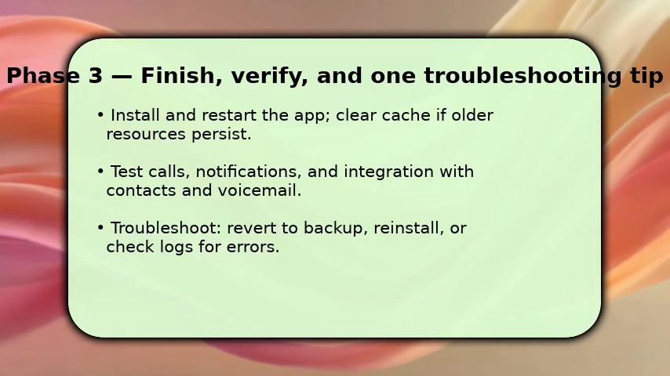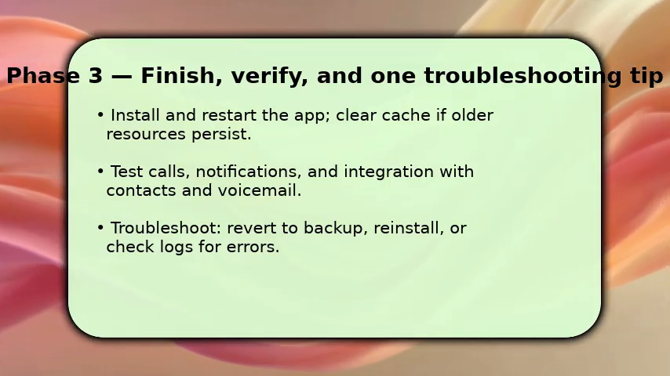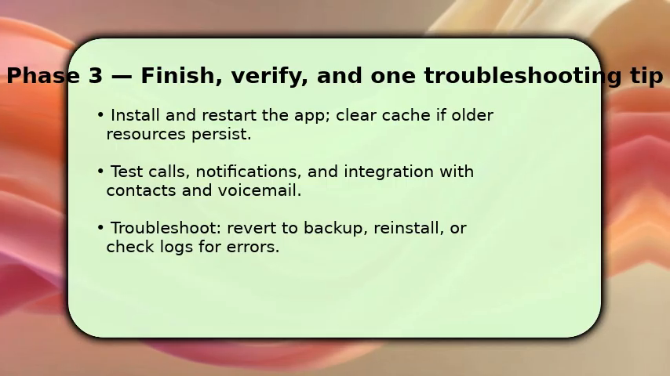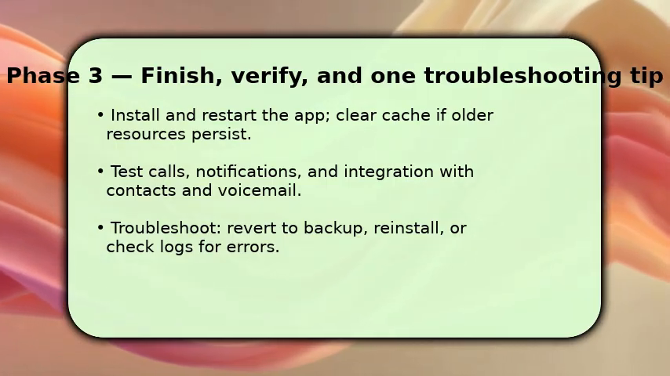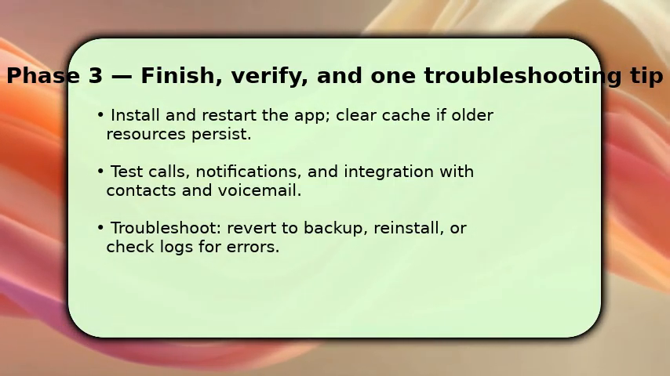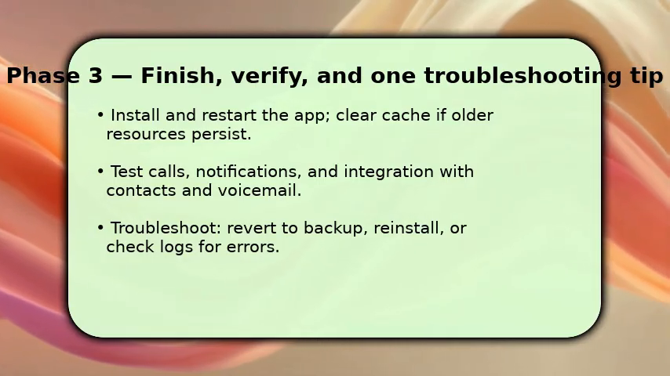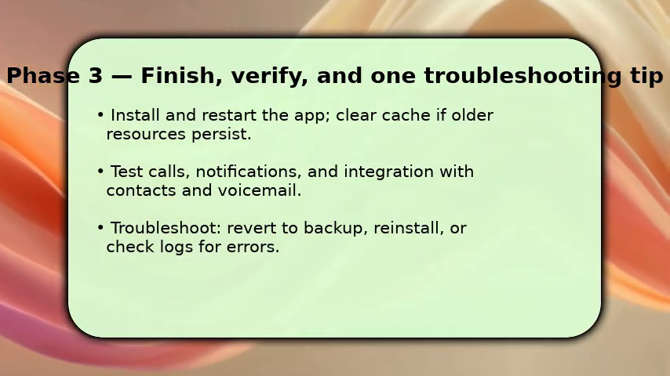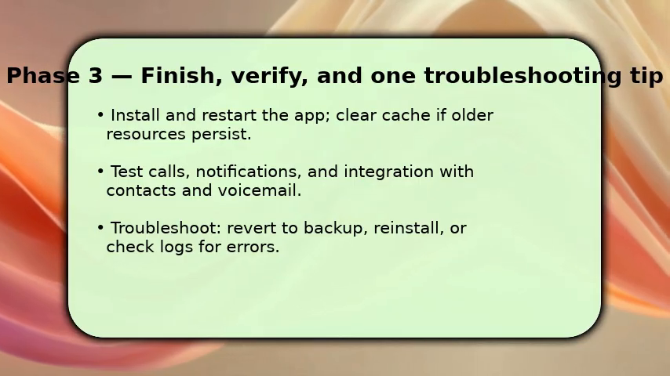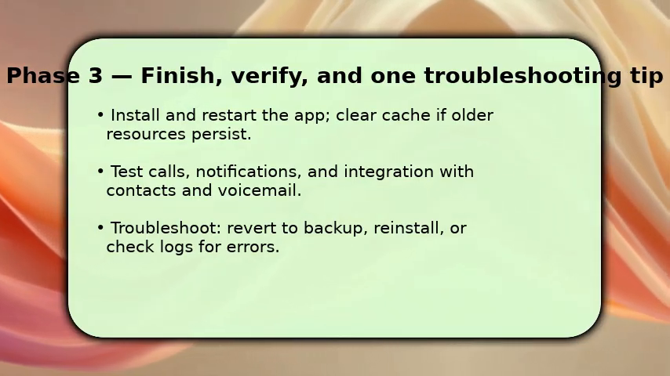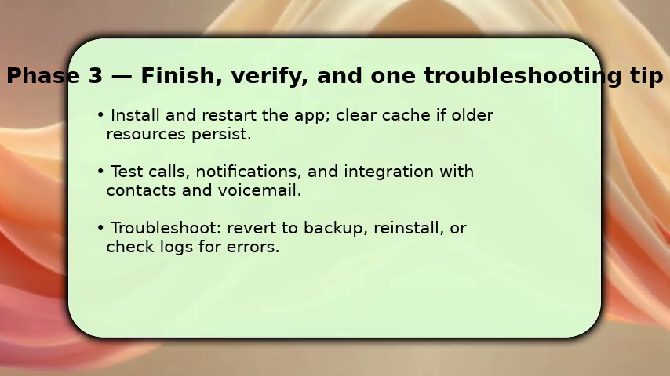Once restarted, test an outbound call, incoming notifications, and voicemail integration so you confirm core features work. If something behaves oddly, clear the cache first and retest. As a troubleshooting tip, if problems persist, restore your backup or reinstall the previous version, and check app logs or the update history for error codes.